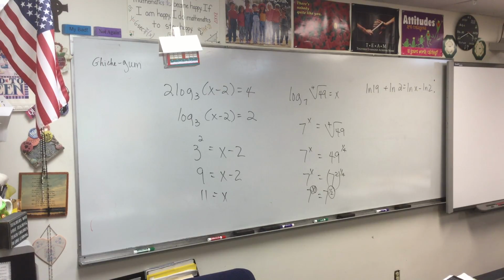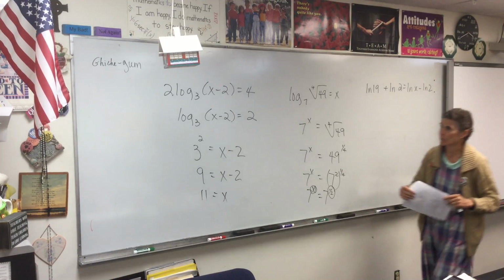All right, so any ideas how we might proceed? Remember, I never want more than one logarithm on either side. So I got 2 logarithms. What am I going to do?